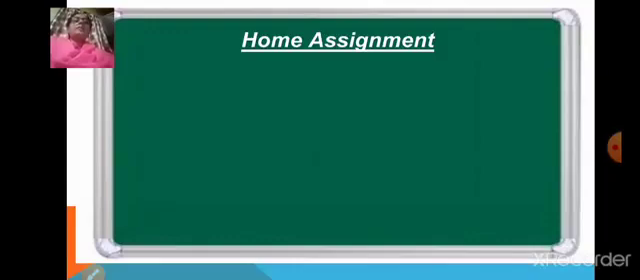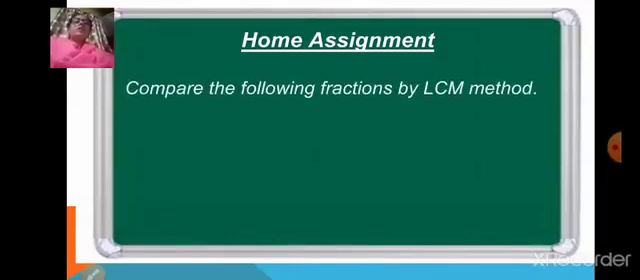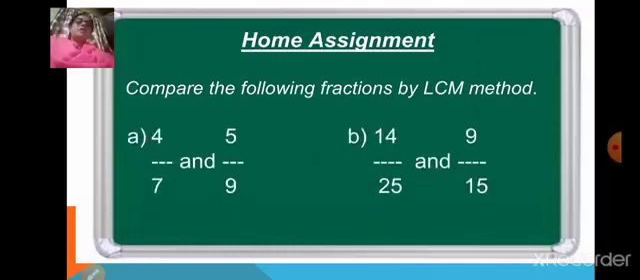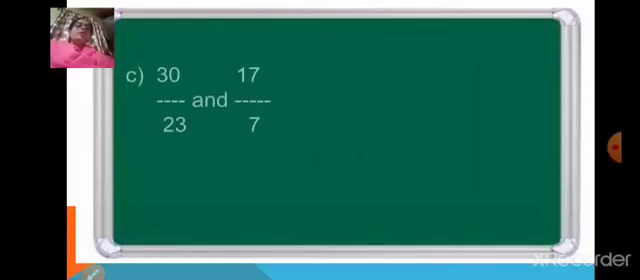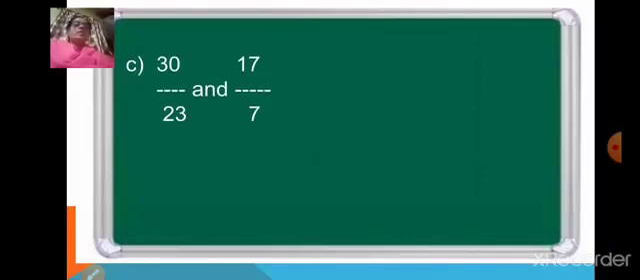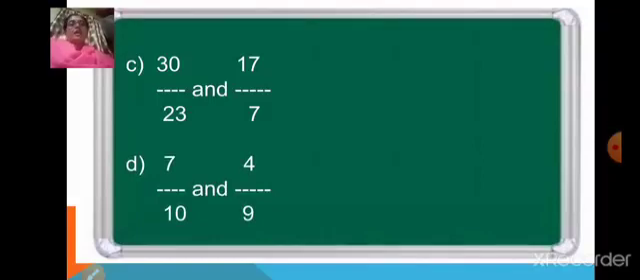Now some home assignment for you. Compare the following fractions by LCM method. The first one is 4 upon 7 and 5 upon 9. Second one is 14 upon 25 and 9 upon 15. Third one is 30 upon 23 and 17 upon 7. And the fourth one is 7 upon 10 and 4 upon 9. These 4 sums you have to do in your maths homework.